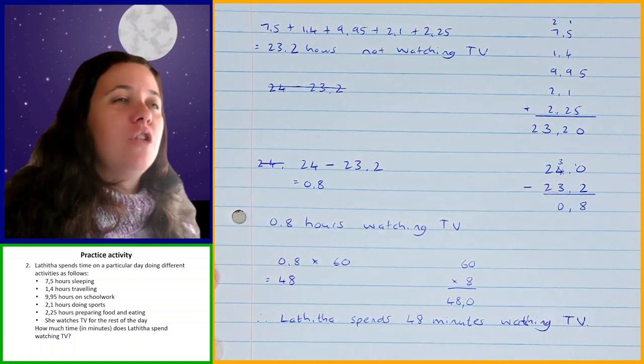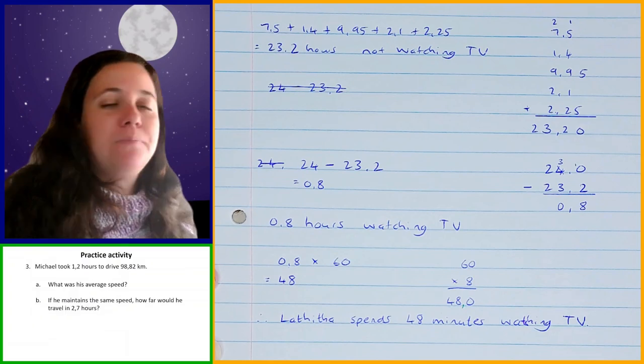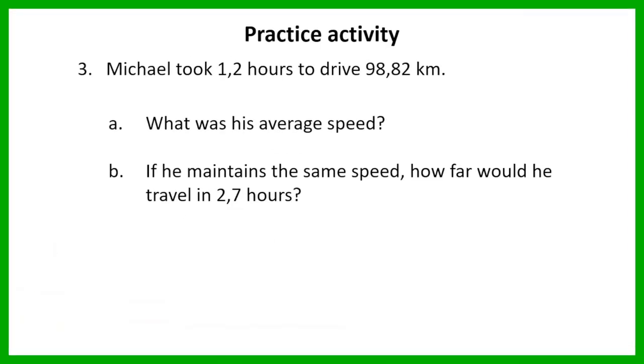Right, now let's go on to the last question for today. Michael took 1.2 hours to drive 98.82 kilometers. The first thing we need to work out is his average speed for question A, and then for question B, if he maintains the same speed, how far would he travel in 2.7 hours? So I'm going to give you 1 minute first to work out his average speed. Okay, so 1 minute, just to do question A at the moment.